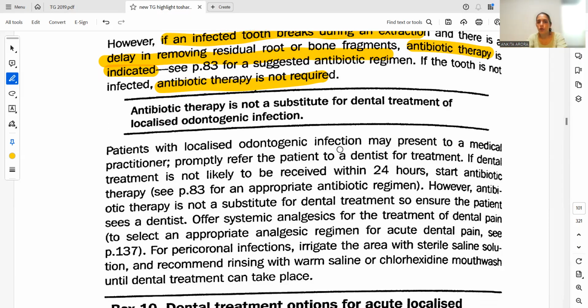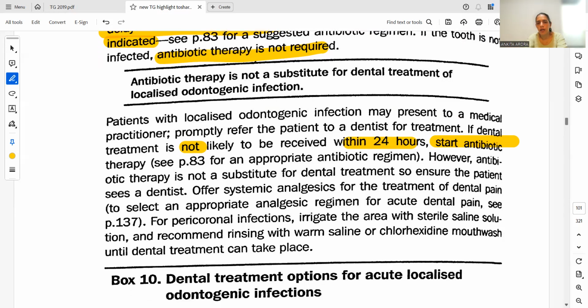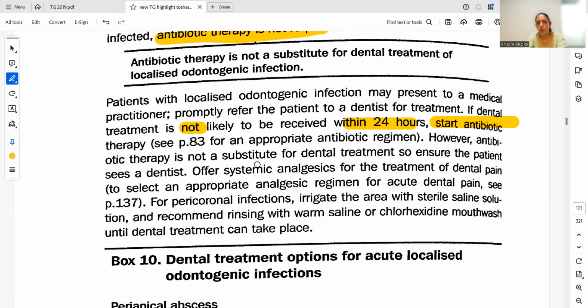Patients with localized odontogenic infection may present to a medical practitioner; promptly refer the patient to a dentist for treatment. And again, if treatment is not likely to be received within 24 hours, medical practitioners can start antibiotic. For an appropriate regimen, we would follow the regimen of amoxicillin. However, antibiotic therapy is not a substitute for dental treatment, so ensure the patient sees the dentist. Offer systemic analgesics for the treatment of the dental pain.